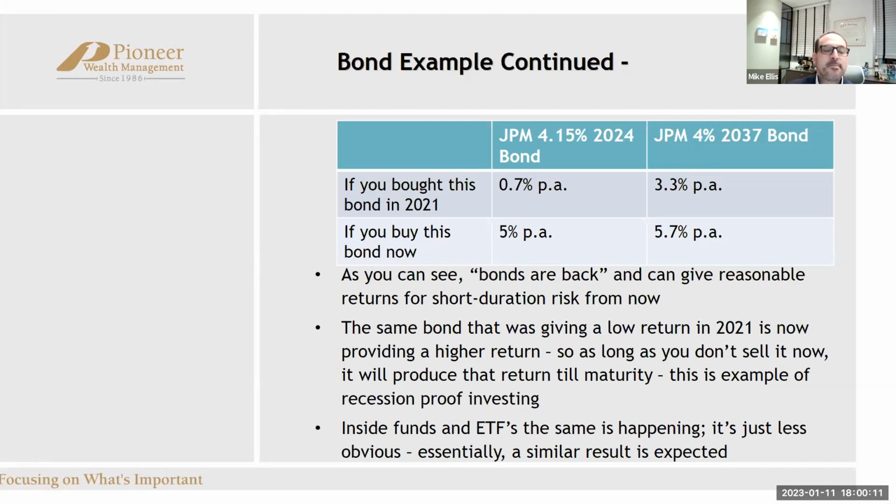So what does this mean? Bonds are back. We can buy conservative instruments and earn reasonable returns from now on without taking too long a duration risk, okay? It's very easy to see this when you own a direct bond. In many client portfolios, we've been buying ETFs and funds where it's less obvious to see, but the same mechanics are happening inside that instrument.